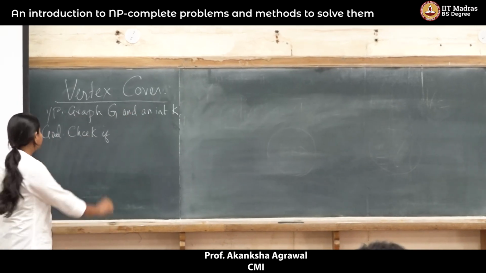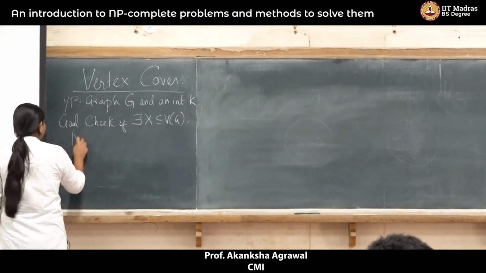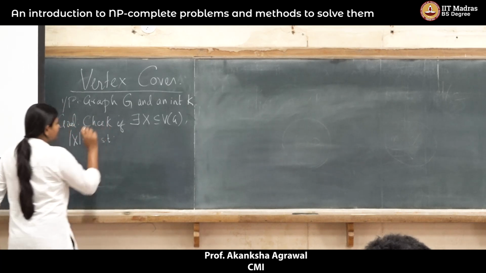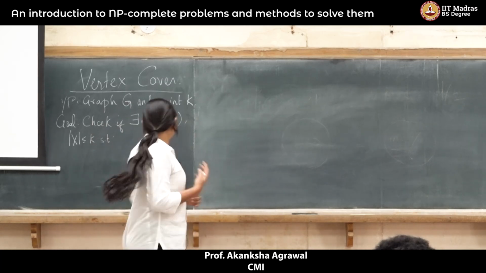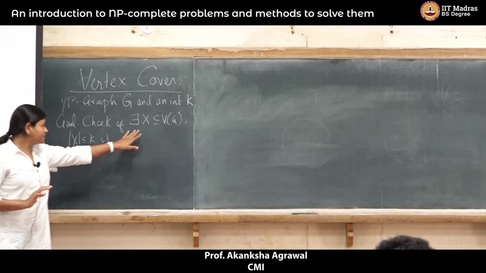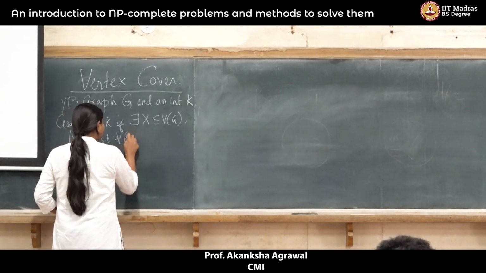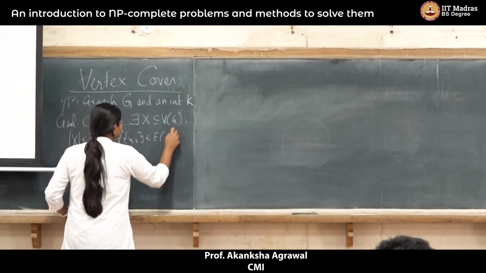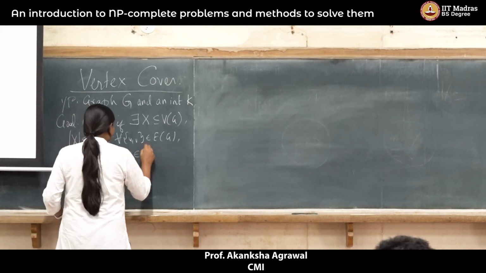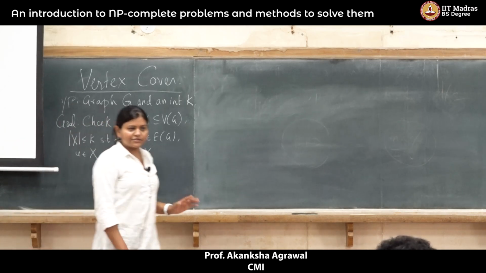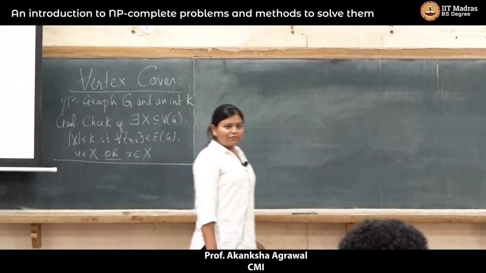By that, what we mean is check if there exists a vertex subset X of size at most K such that if you look at any edge in the graph, then at least one of the endpoints of that edge is in the set X, and this holds for every edge. Such that for all edges UV in the graph, U belongs to X or V belongs to X, or it could happen that both of them are in X. But at least one of them is in the set X. So this will be our first problem that we'll be interested in.